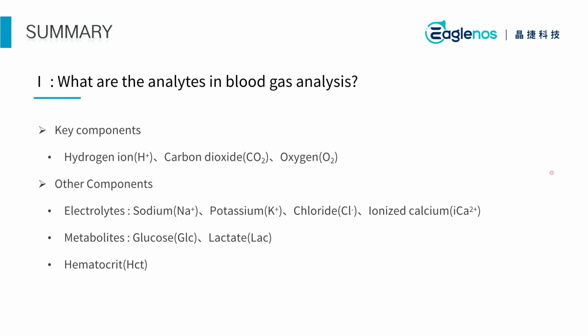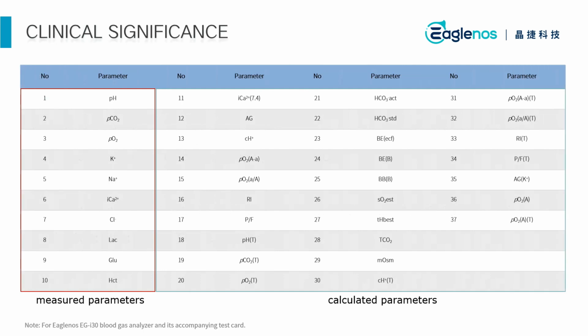In addition to the 10 directly measured parameters, the EGI-30 offers the ability to calculate over 20 additional parameters, significantly expanding its diagnostic capabilities. These calculated parameters include values such as the anion gap, base excess, and the P/F ratio, among others. These additional parameters, when used alongside the measured values, provide a comprehensive view of a patient's respiratory, metabolic, and circulatory status, enhancing the diagnostic accuracy and helping clinicians make informed treatment decisions.